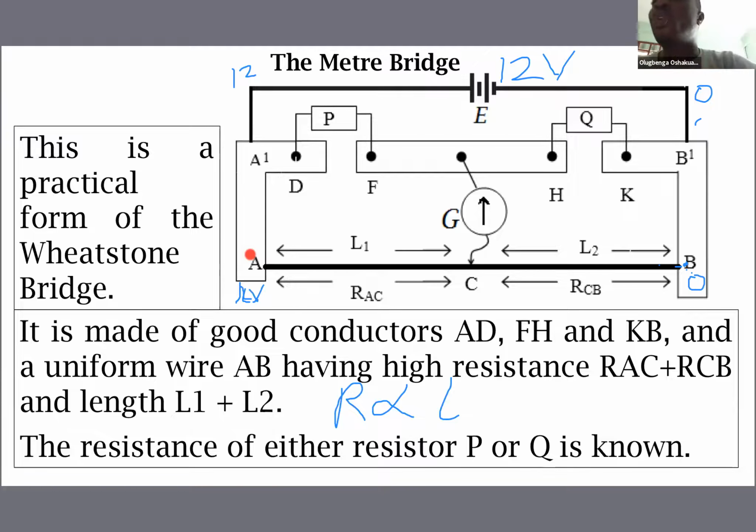So that means that we can find any potential that is needed on this wire between A and B. We can find any potential we desire on this wire. By moving from 0, 0.1, 0.2, to 1, to 1.5, to 2, 3, it will keep increasing until it gets to 12.